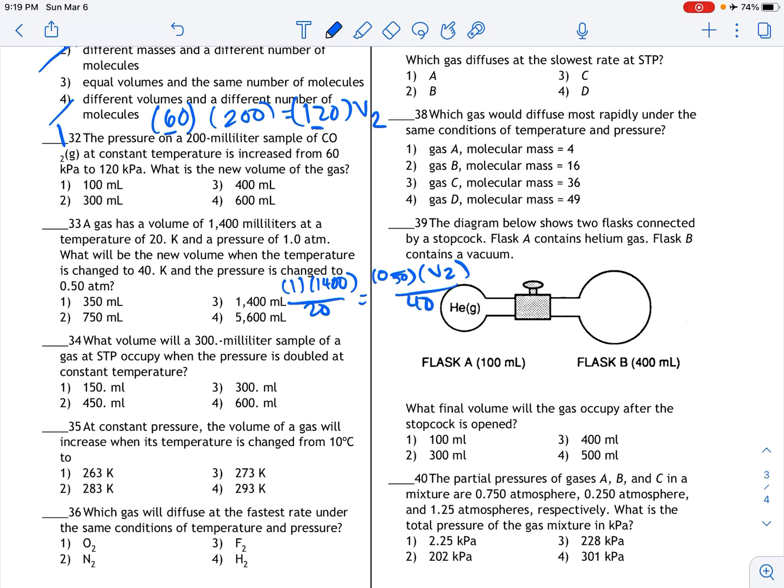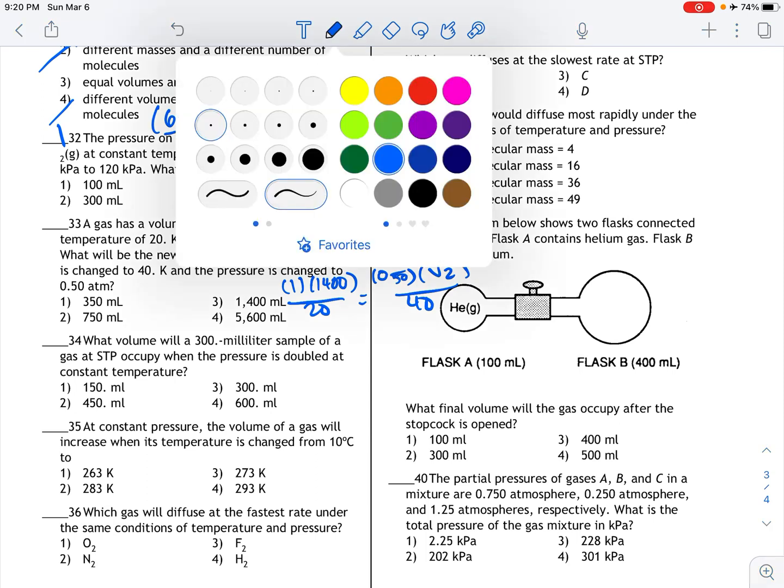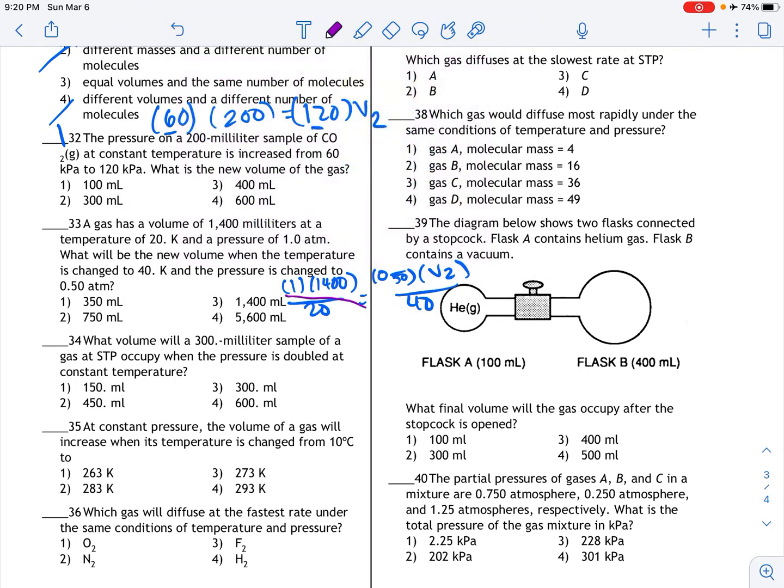So I'm going to cross multiply. That's what I like to do. It's algebra. 1400 times 1 times 40 is going to be 56000, which equals 20 times 0.5 times our x, so 10x. So 56000 divided by 10 gives me 5,600 milliliters. Choice 4. It must be 4, sorry.